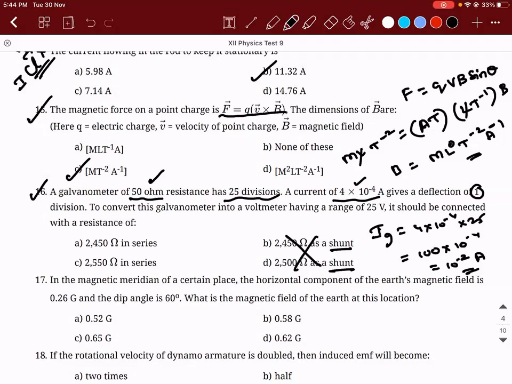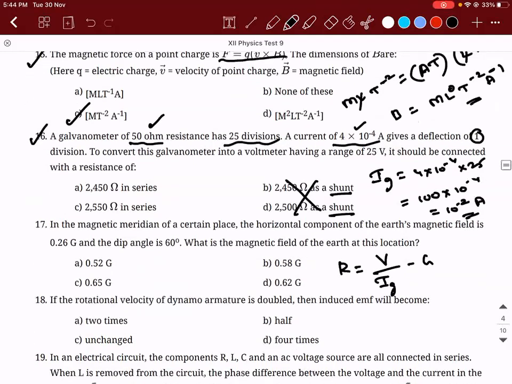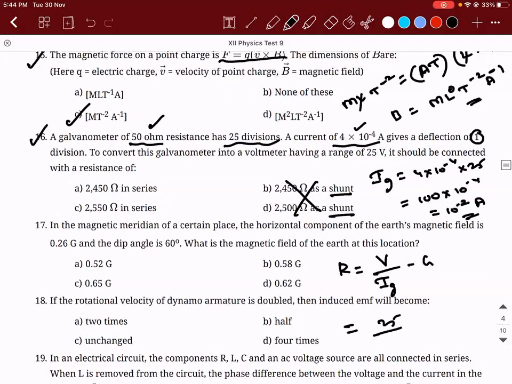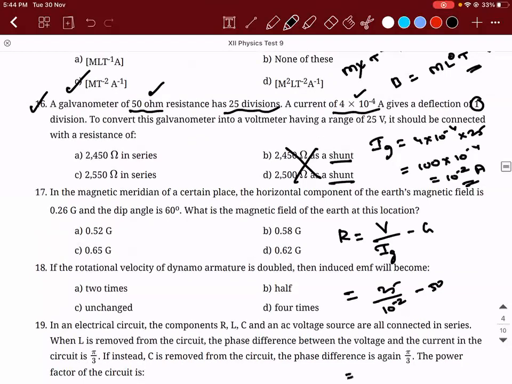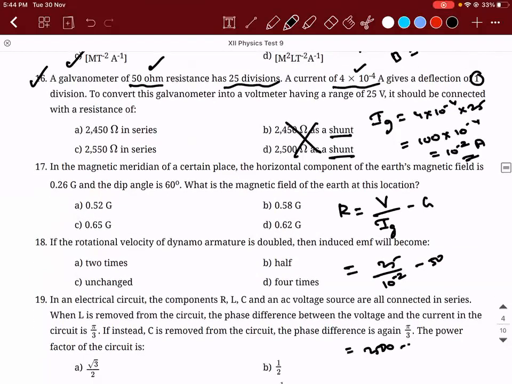So what is the formula? The resistance you need to connect in series is V divided by IG minus capital G. So what is the value of V? They're expecting 25 volt divided by 10 power minus 2 minus G, which is 50. So 25 into 100 is 2500 minus 50. Yeah, it is 2450, correct. So 2450 ohm should be connected in series.